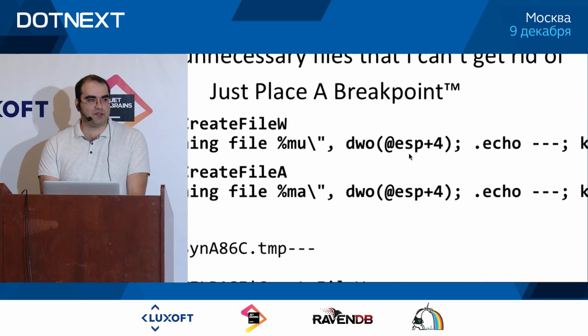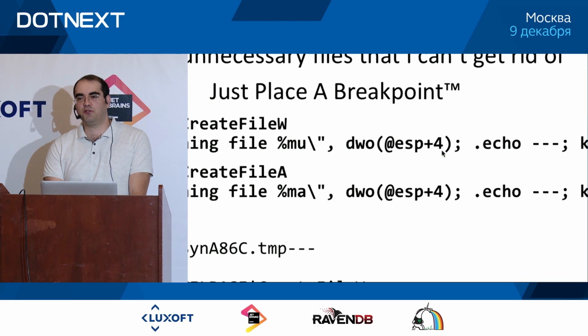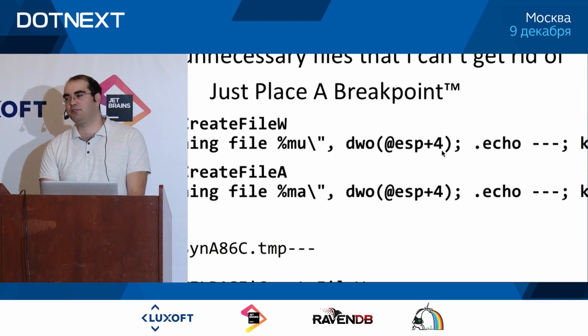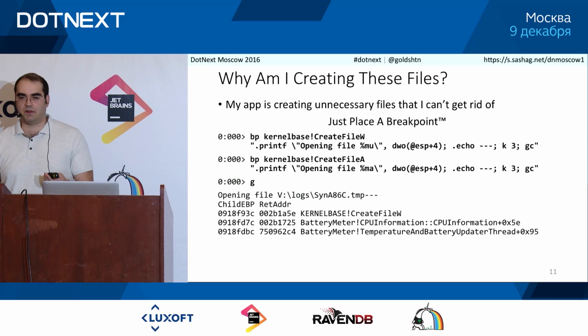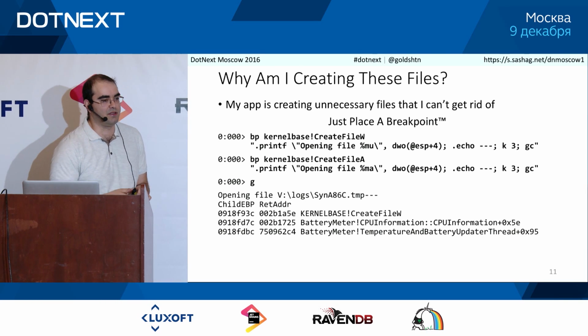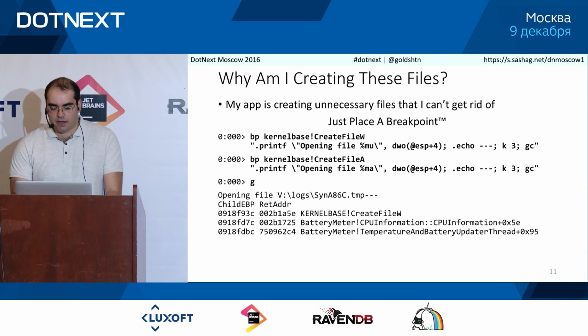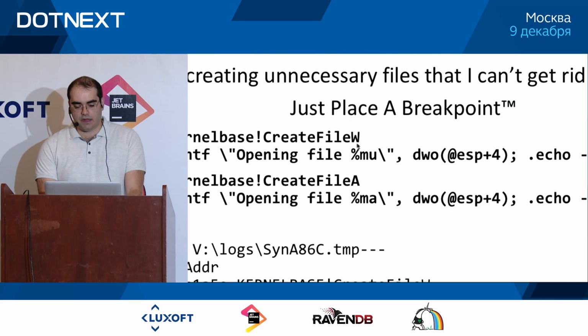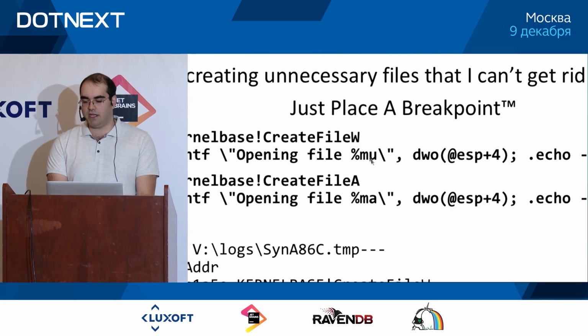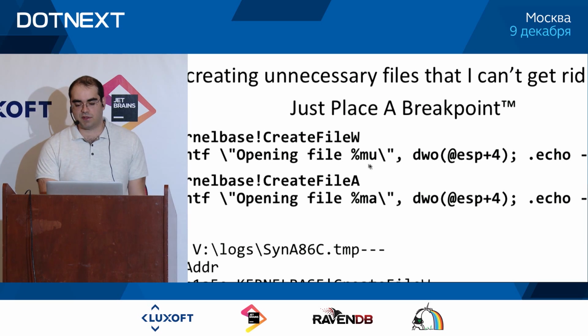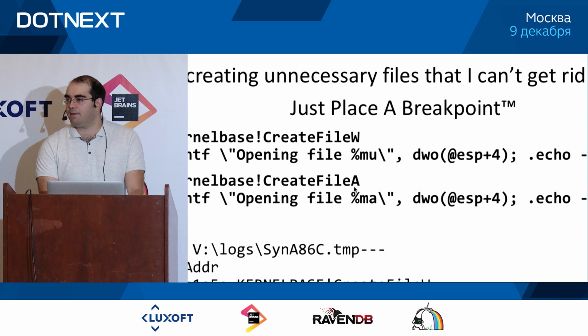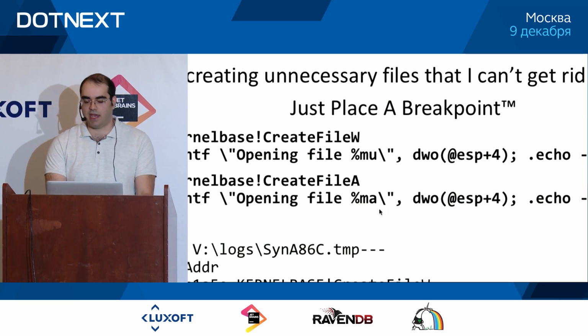ESP is the stack pointer, and the stack pointer +4 is where the first function parameter is. You're not supposed to remember this. You can discover this by looking in the debugger. And then if you're calling CreateFileW, the file name is a Unicode string, so I use the MU format. And if it's CreateFileA, the file name is an ANSI string, and then I use MA for that.